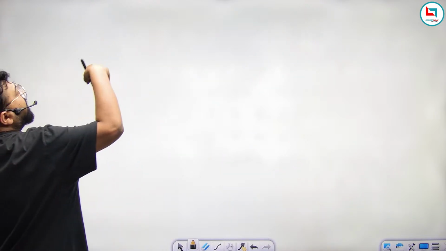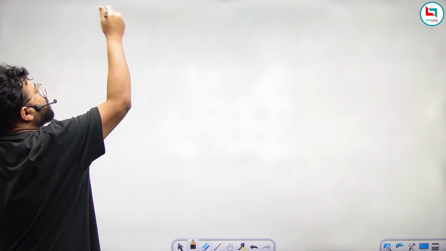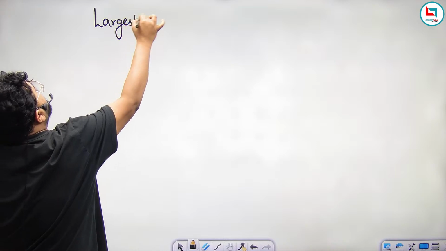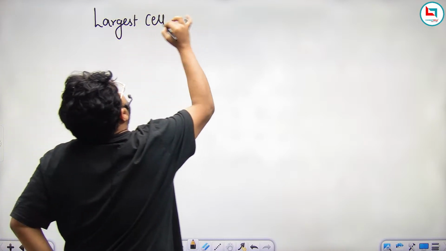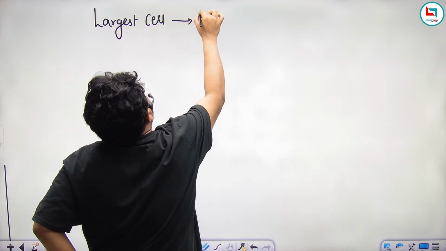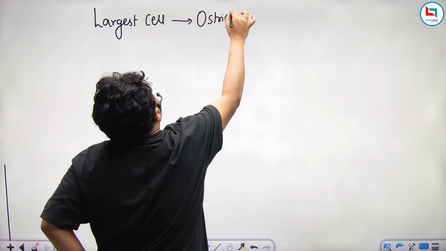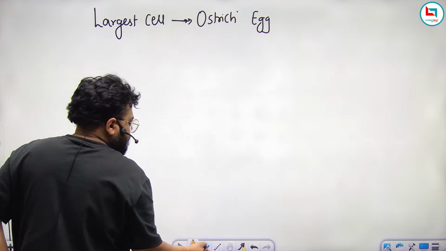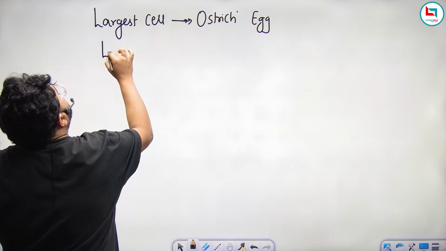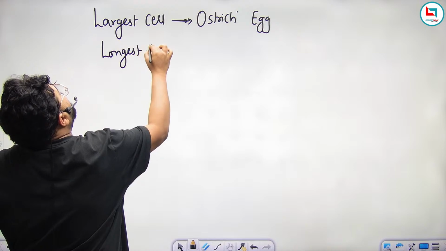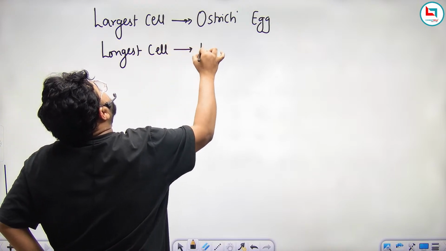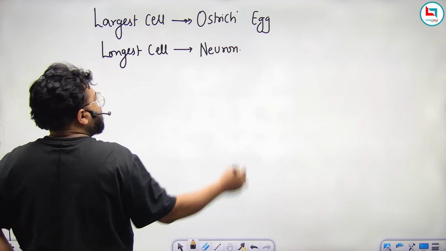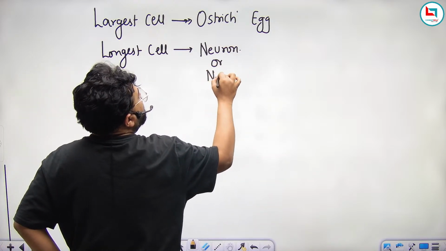Last thing of today's class, or last thing of the introduction to cell, that is largest cell. The largest cell of this living world is ostrich egg, while the longest cell of this living world is found inside our body. These are the cells of our nervous system, and these cells are known as neuron or nerve fiber.